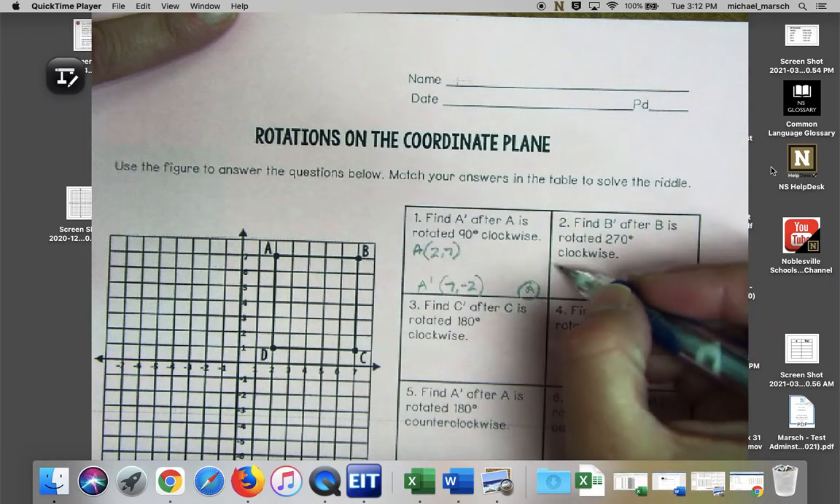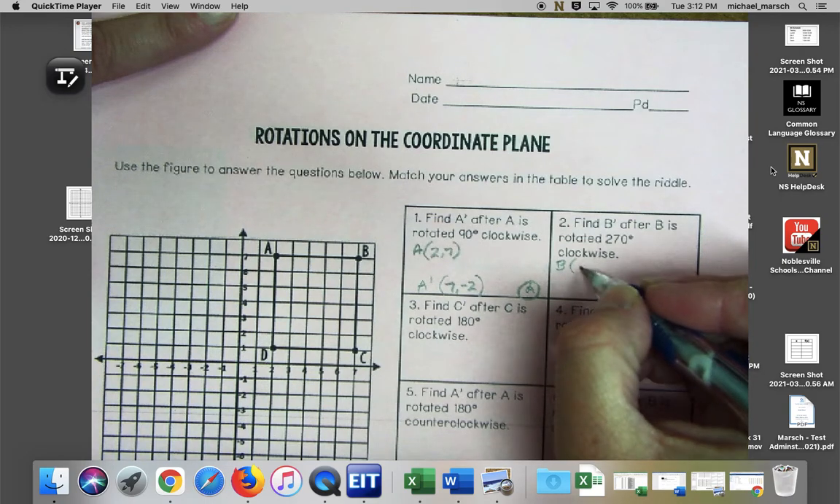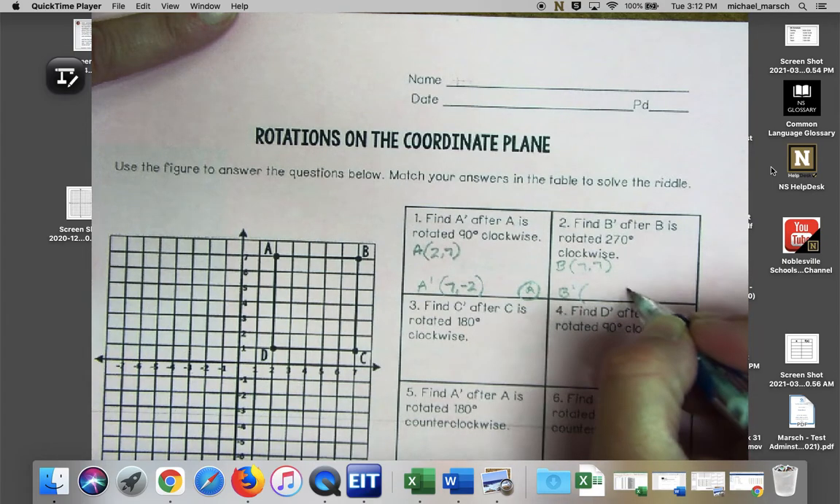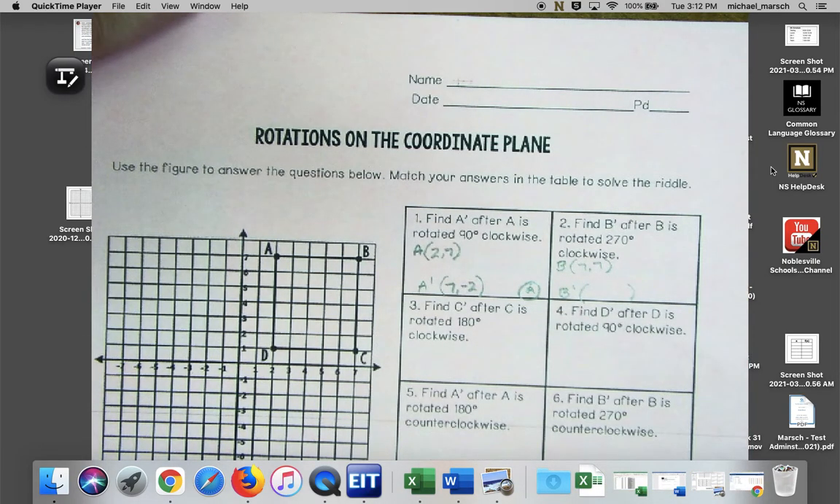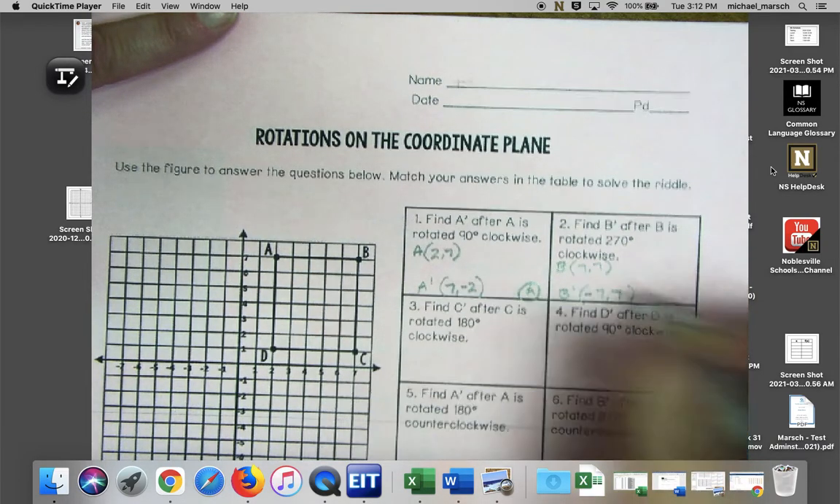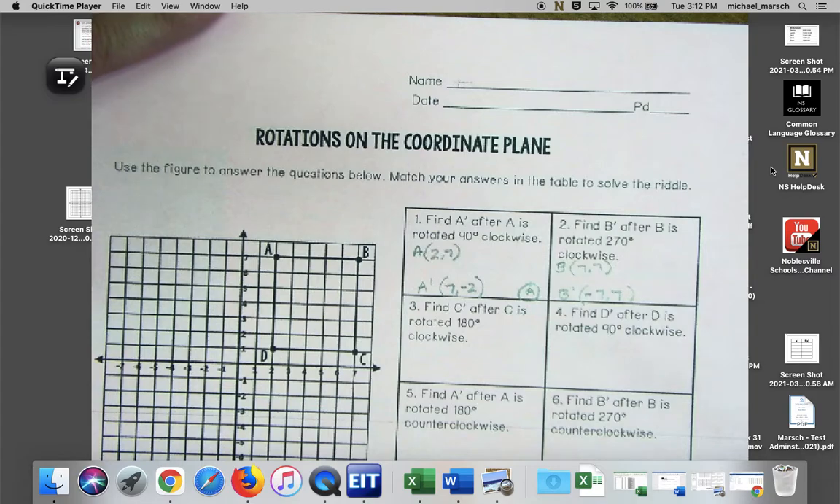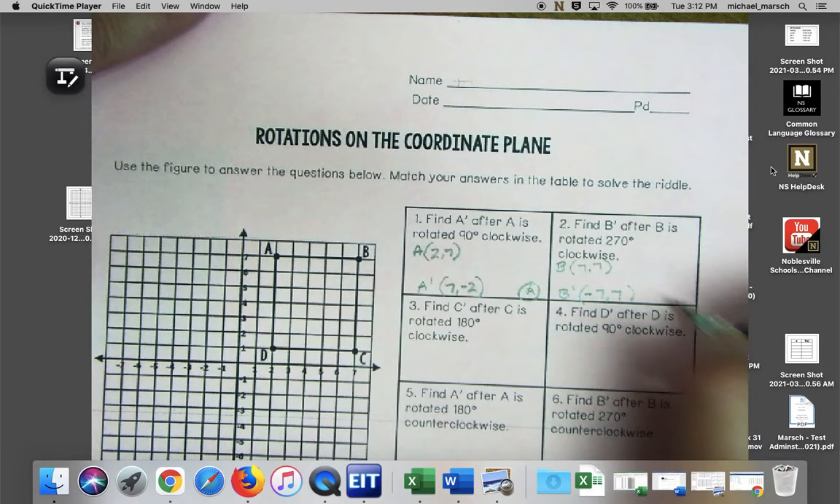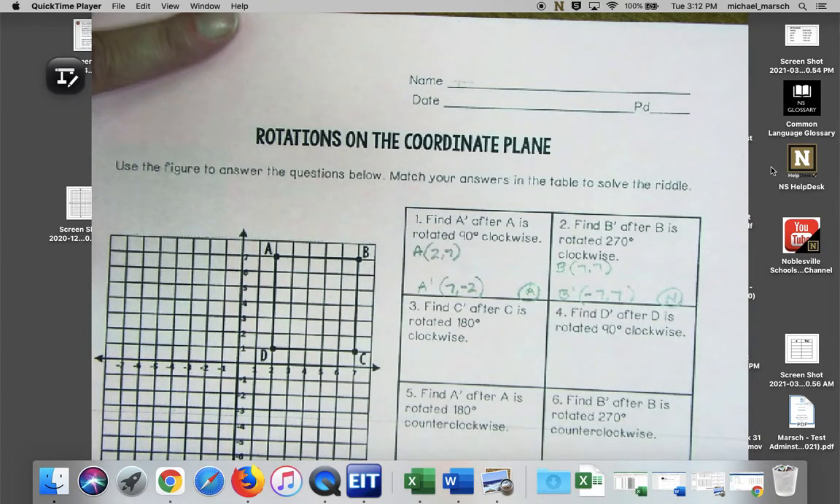All right. B is at 7, 7. And they want us to rotate it 270 degrees clockwise. So what's that going to be? So negative 7, 7. Yep. We flip them, and then y becomes the opposite. But flipping them is kind of deceiving because they're the same, right? And that's actually going to be an N. So anywhere I see the number 2 at the bottom, I put an N.